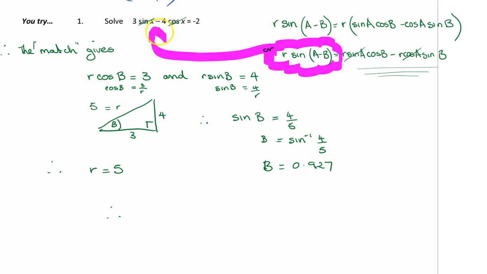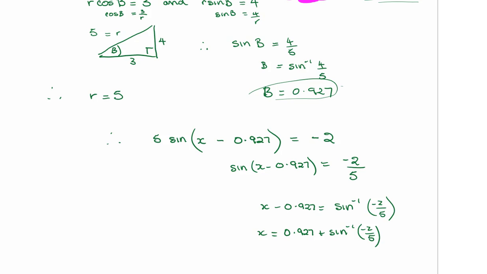So now instead of writing the left-hand side of the equation in this form, I can now replace all of that with this. So my equation now looks like 5 sine x minus my b value, which was that, my auxiliary angle, is equal to minus 2. That's a nice simple equation. You've solved those back probably 2 chapters ago. What do we do? We'll divide both sides by 5 and then take sine inverse.